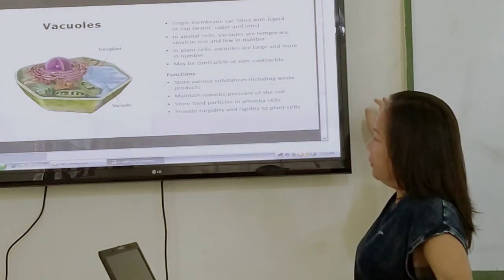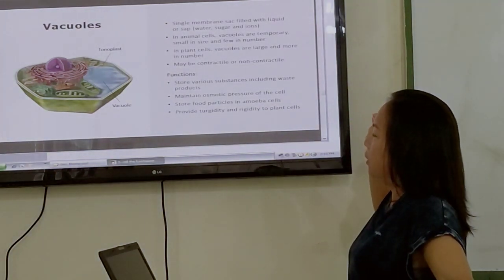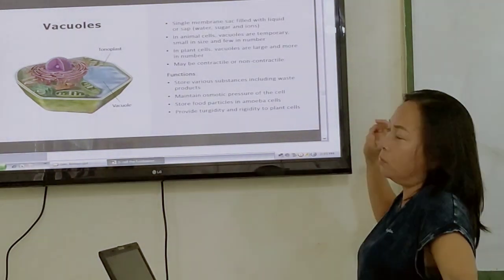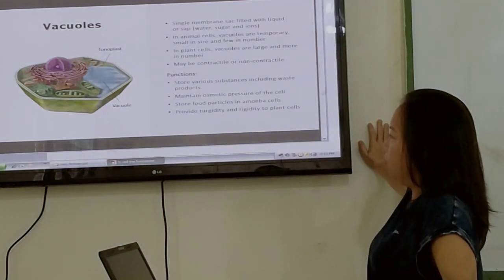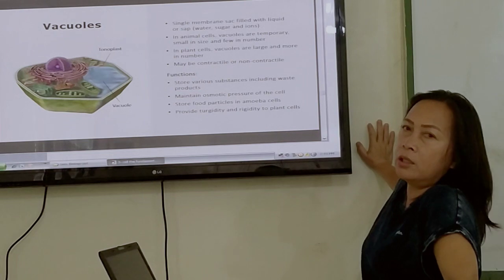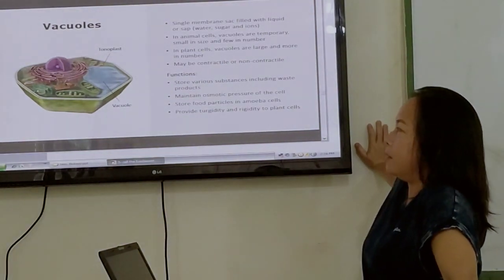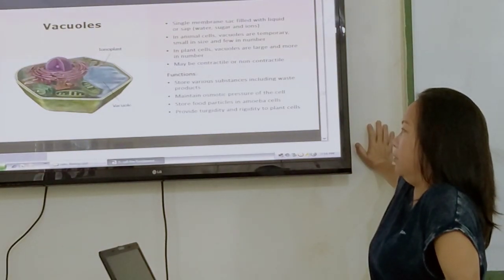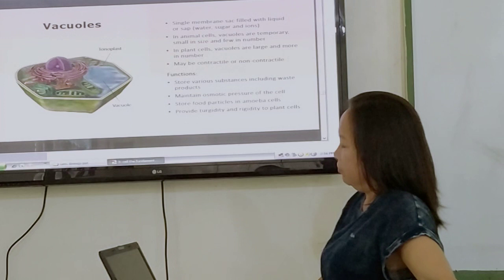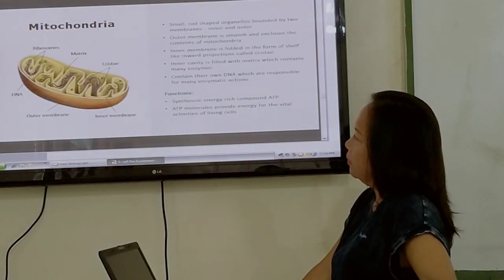You are familiar with amoeba. Amoeba histolytica, the one that causes amoebiasis. So that vacuole is used for their food storage. And that also provides turgidity and rigidity to plant cells. So what makes plant cells rigid is also because of the vacuoles that contribute to the rigidity.